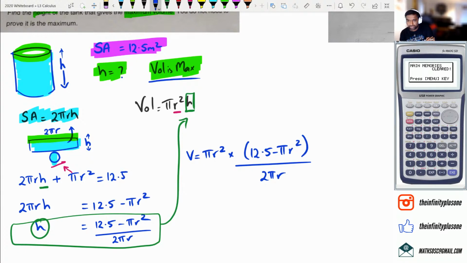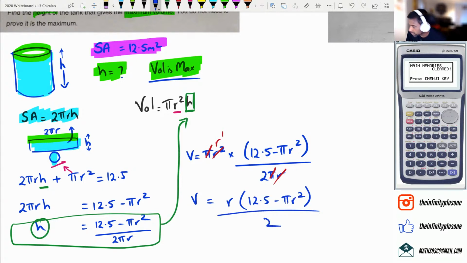You could do that. It doesn't matter where you simplify it. Eventually you'll have to simplify it whether you like it or not. So you could simplify H straight away, or you could bring it into the equation, and then I can start simplifying it here as well, because here I can get rid of the 2 pi's, get rid of 1 r, and get rid of that r. So my volume equation now is equal to r multiplied by 12.5 minus pi r squared over 2.